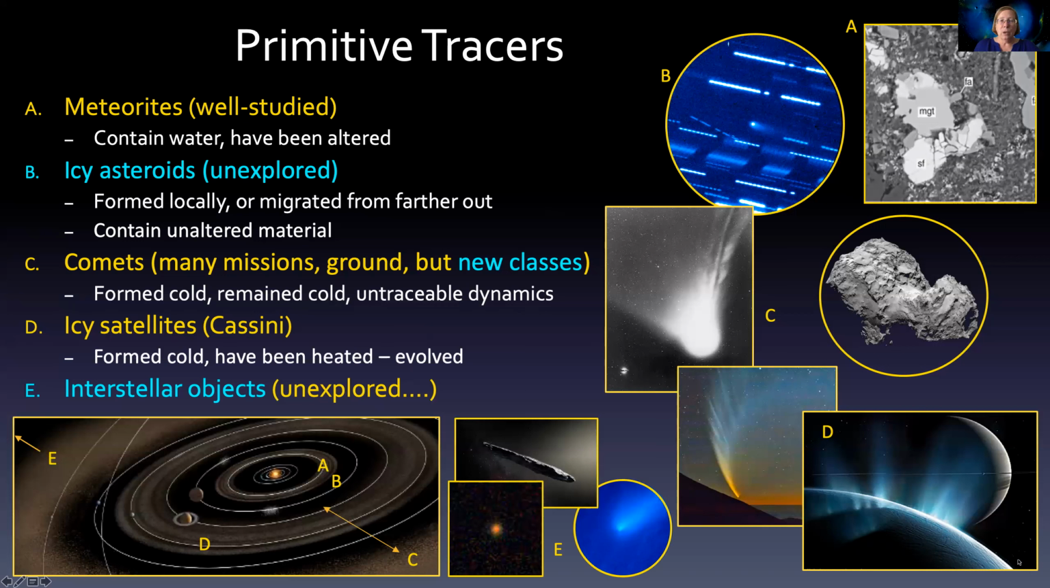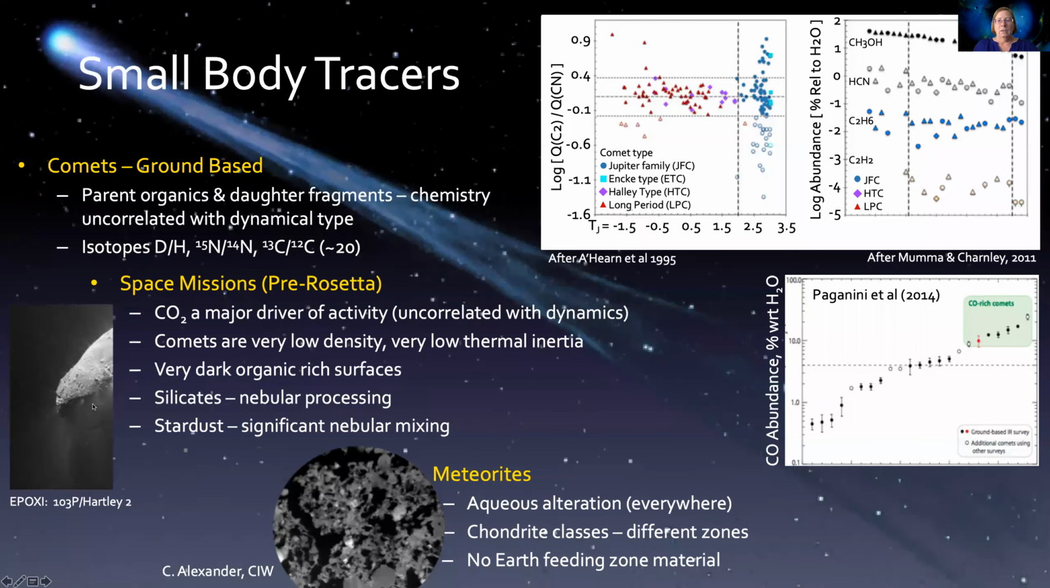Some of these are really intriguing from the perspective of liquid oceans under the surface and the potential for astrobiology. These are not quite as good as comets because they're bigger and they've certainly been heated, which erases the signature. And then finally, a new class of small bodies, the interstellar objects, are almost completely unexplored. So let's take a look first at what we know about the most common primitive bodies that we've been studying for several decades now. Let's look at what we've learned from comets, both from ground-based observations and from space missions.